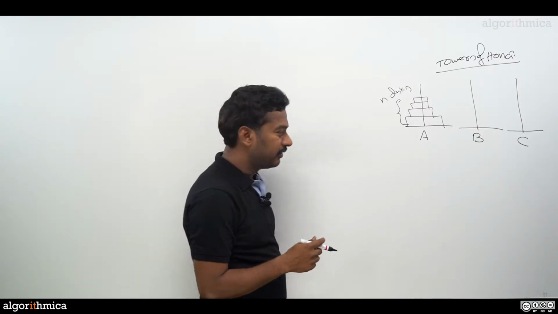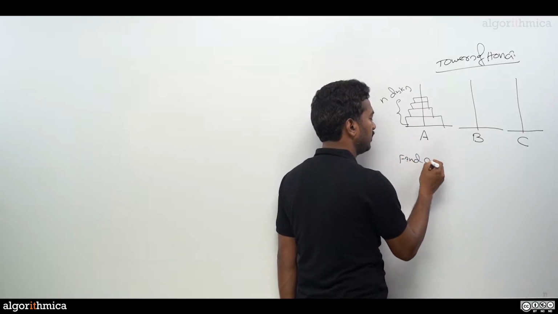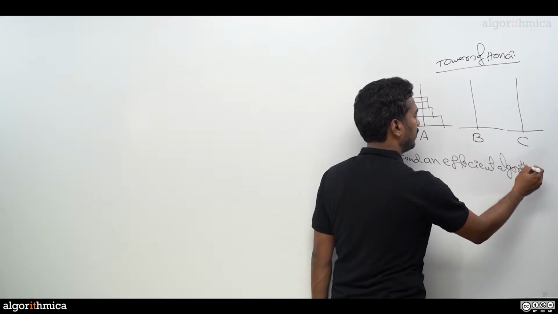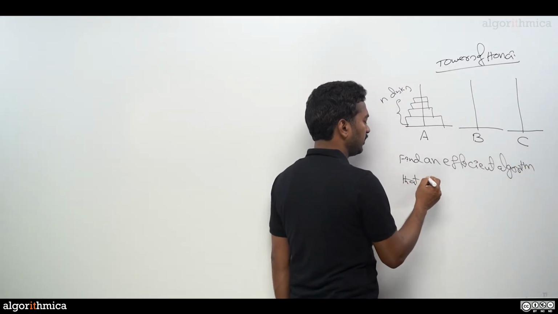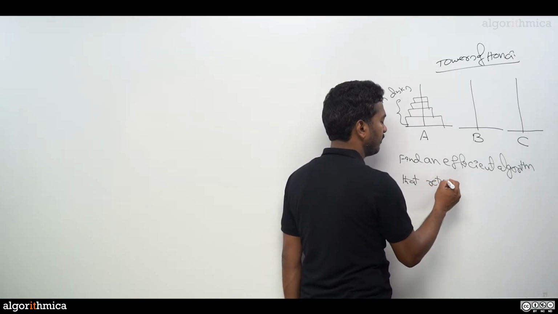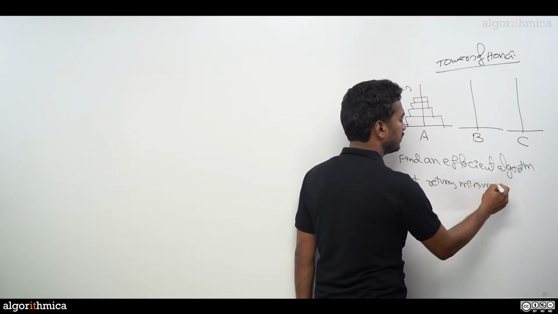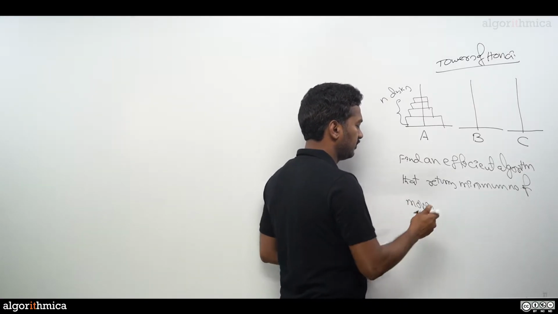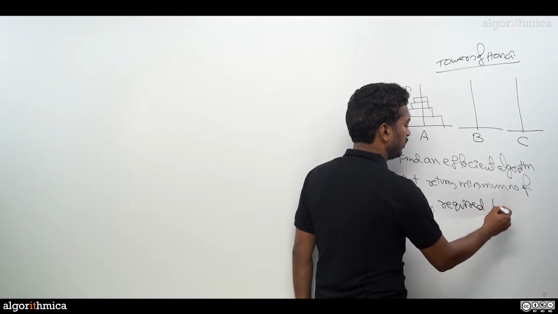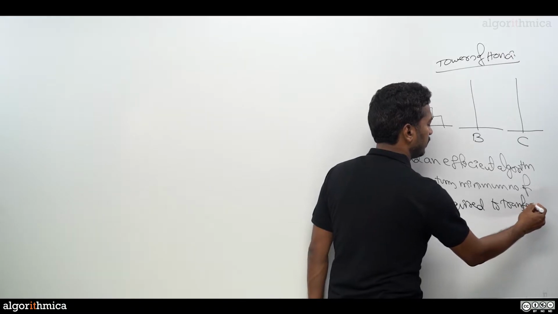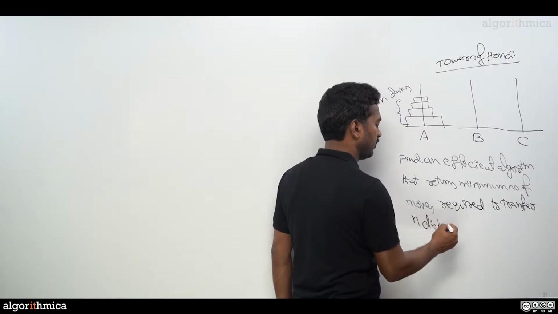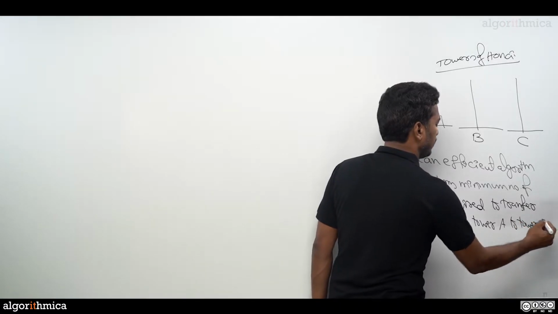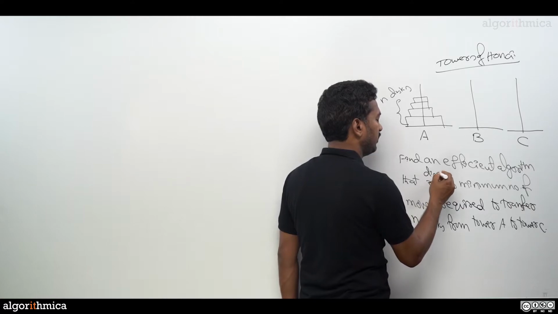So what should we do? Find an efficient algorithm, a recursive one, that finds the minimum number of moves required to transfer n disks from tower A to tower C, and displays those moves.